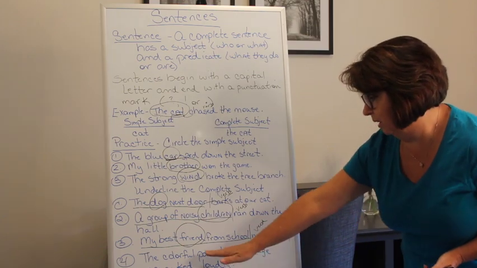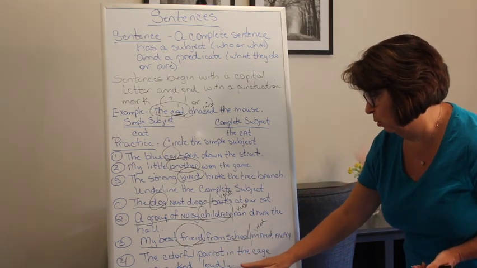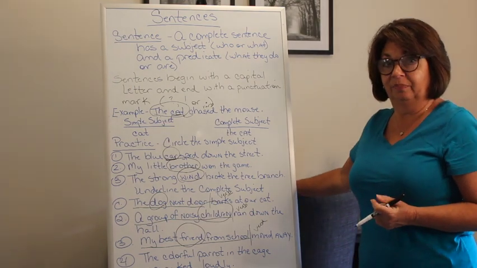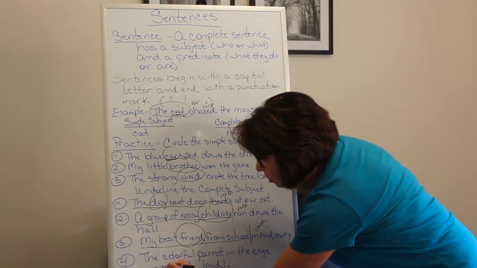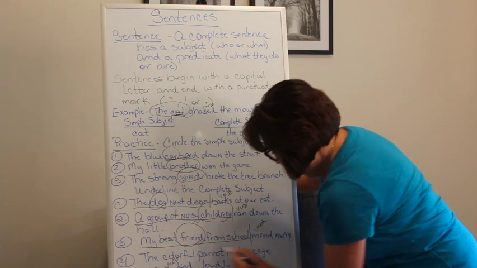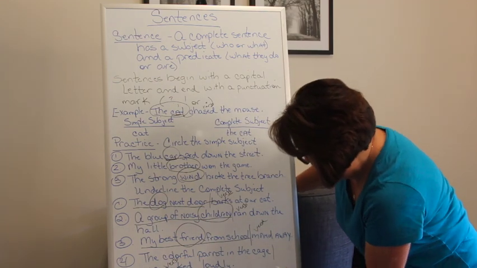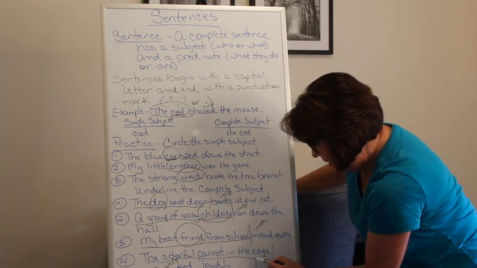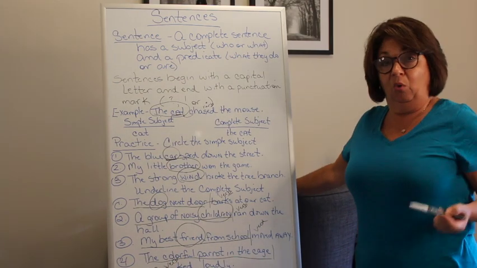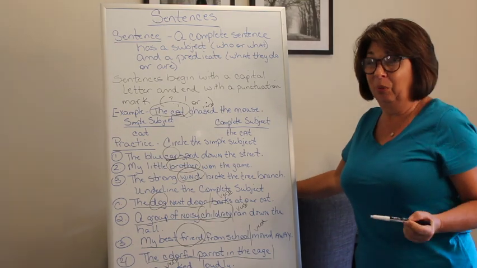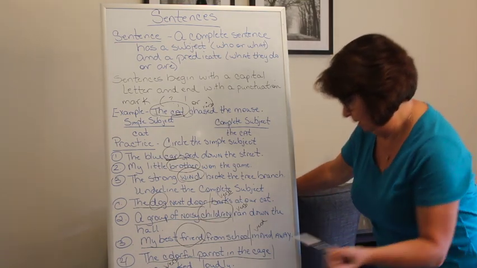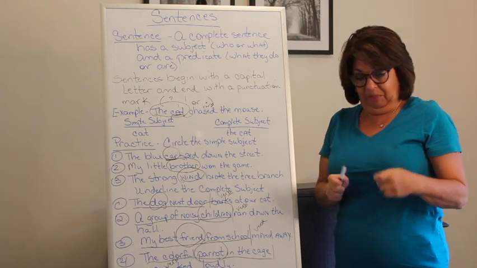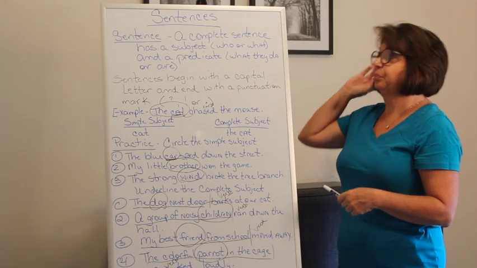All right, and finally, the colorful parrot in the cage squawked loudly. What can you do in this sentence? What is the verb? If you said squawked, you'd be right. That is the verb. So we have to cut our sentence off right here. So all of this is the complete subject. The colorful parrot in the cage. And what is the subject about if we had a simple subject? It's about a parrot.